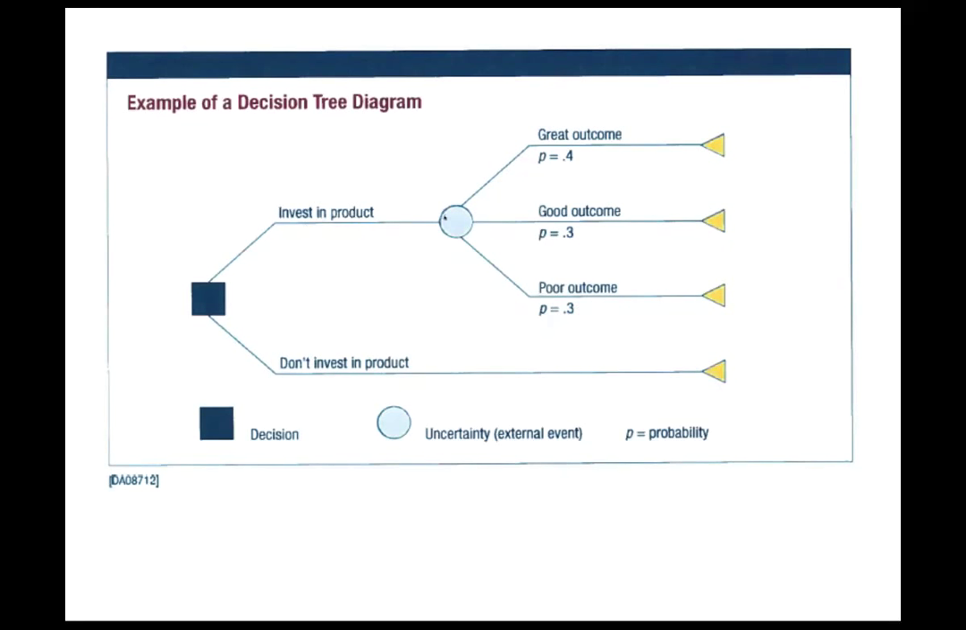And if we invest in the product, we say that we can have a great outcome, a good outcome, or a poor outcome. And this is just numbers they threw in there. The probability of a great outcome is 0.4, a good outcome is 0.3, and a poor outcome is 0.3 as well. This is just a way to give a visual depiction of going through a decision tree to say, okay, do we want to make this decision, and what's the possibility of things going wrong as part of that decision, or what are the consequences? That's all this is really showing.